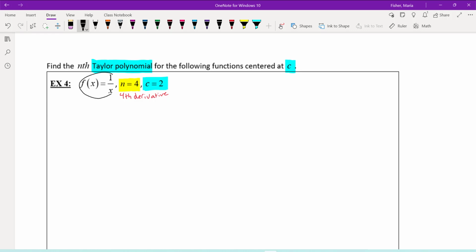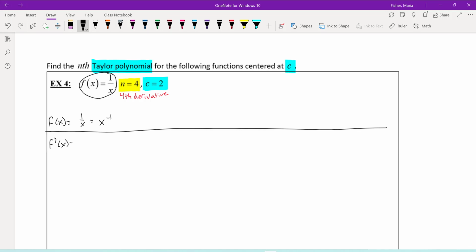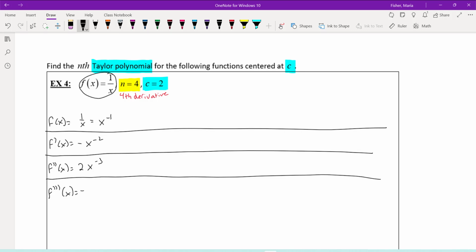So the given function is 1 over x. Since I need to take its derivative, let's rewrite it with a negative exponent. Let's write it as x to the negative first. Now, what's the first derivative? Well, that's going to be negative x to the negative second. Second derivative, positive 2x to the negative third. Third derivative, negative 6x to the negative fourth.